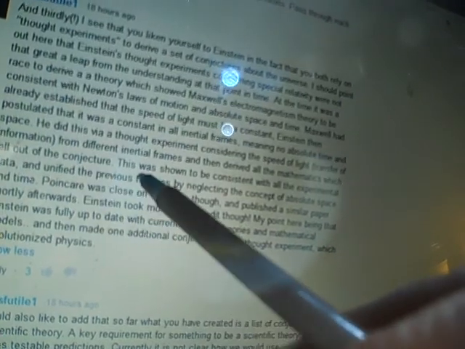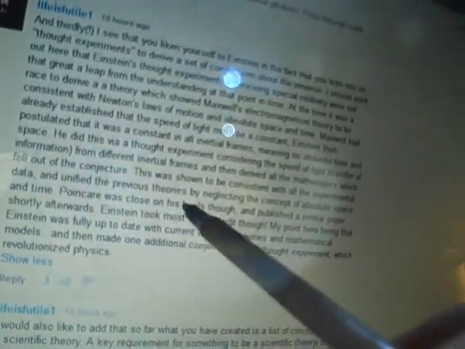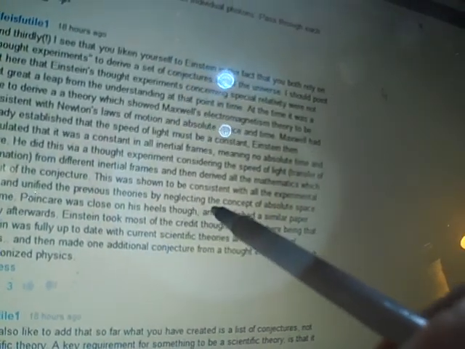Alright. Inertial frames, and derived the mathematics which fell out of that conjecture. It was then shown to be consistent with the experimental data and unified previous theories by neglecting the concept of absolute space and time. Negating? Yeah, I guess that's what it's put. Well, it doesn't matter. Again, I don't think there's any problem with having absolute space and time as long as you understand that the checkerboard doesn't change. How many spaces on the board you move changes.